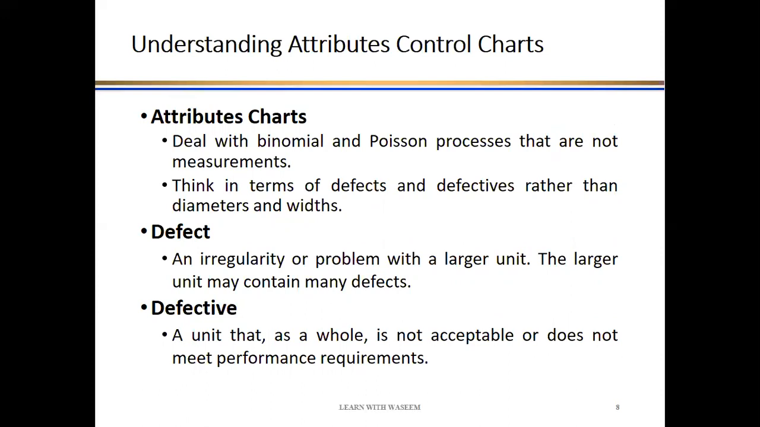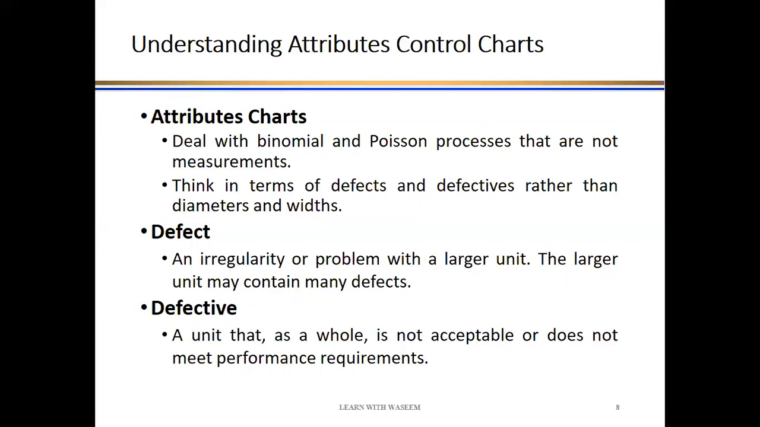Now let's discuss understanding attribute control charts. Attribute charts deal with binomial and Poisson processes that are not measurements. We will now think in terms of defects and defectives rather than diameters and widths. As you know, diameters and widths were variables. So we are here talking about the attributes. That's why we will think in terms of defects and defectives.